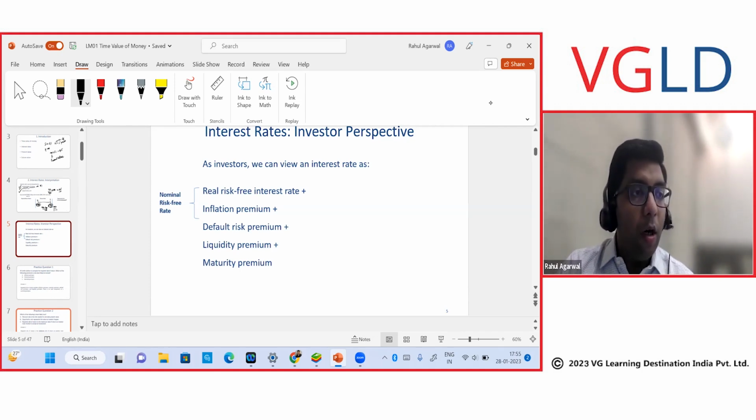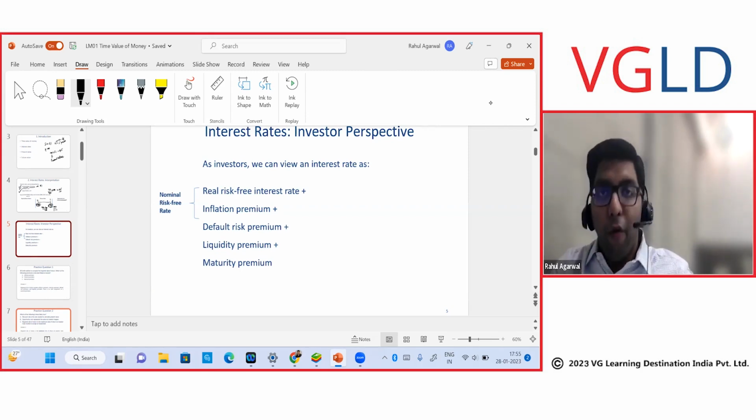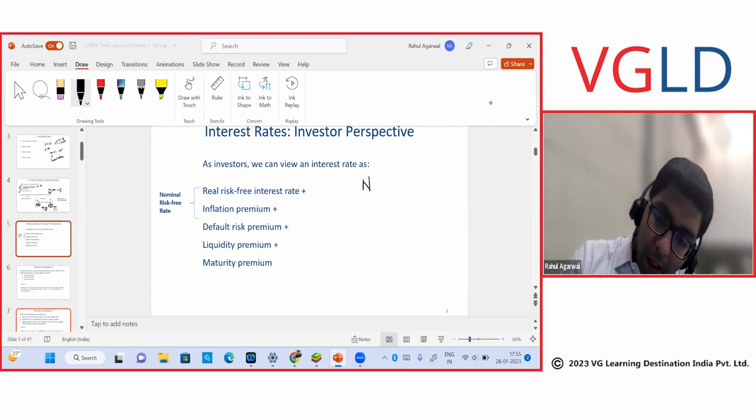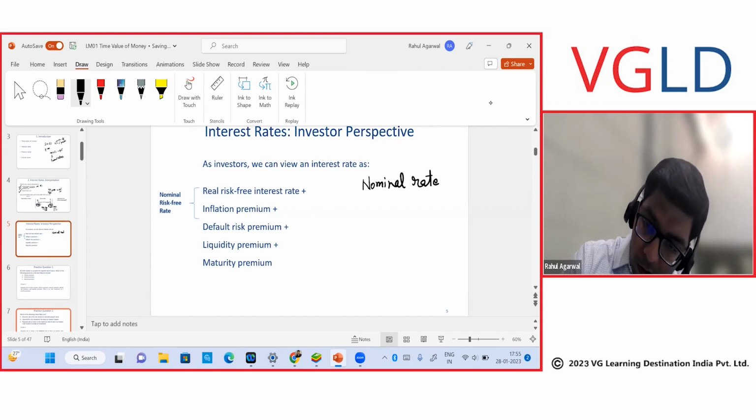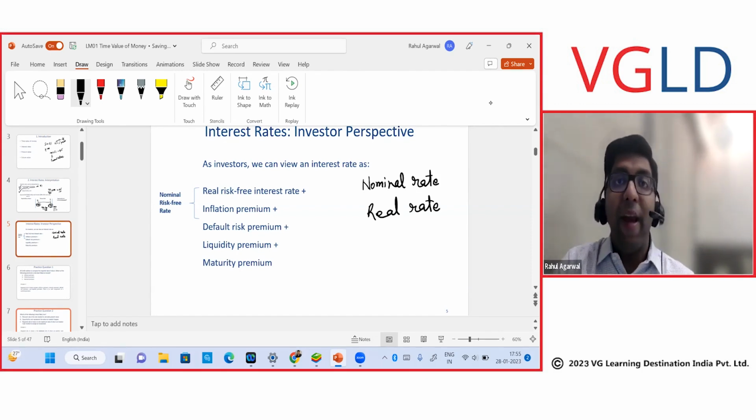So there is something called real risk-free interest rate. Let's first decipher what is nominal and real. Forget risk-free for now. See, there is something called nominal. There is something called real rate. So how many of you have heard the word inflation? Mehengai, let's put it that way. Inflation.